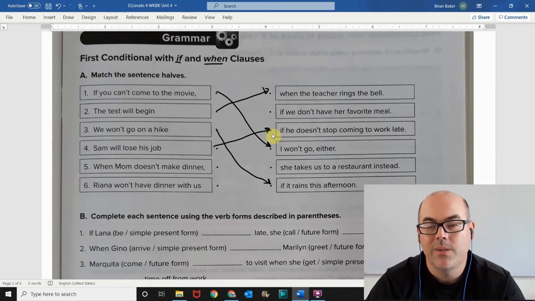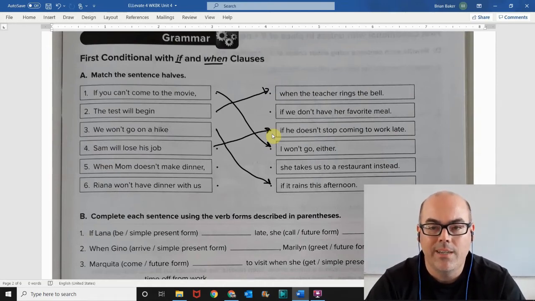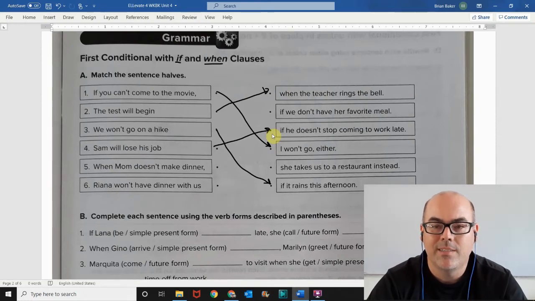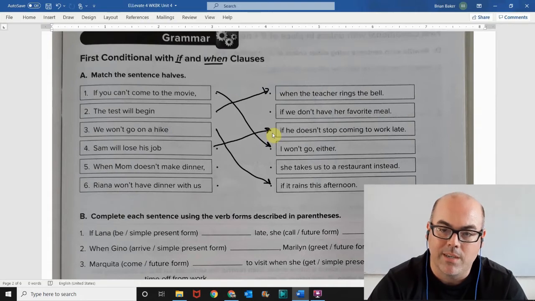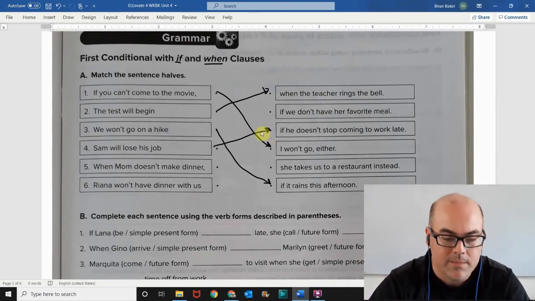Look, this is real. If you have a job and you show up late a lot, you will lose your job. Esa es la razón. Estoy muy duro con llegar en tiempo a mi clase. Porque ser puntualidad, or ser puntual, es muy importante.